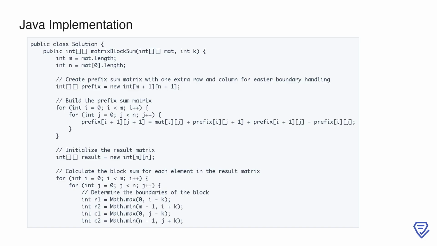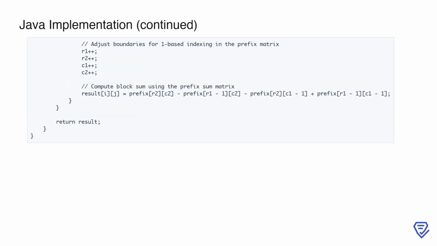The final part of this slide sets up the loop to calculate the block sum for each element in the result matrix. For every cell in the result matrix, we determine the bounds of the block by using the parameter k. We calculate the row and column indices that define the top left and bottom right corners of the block, ensuring they stay within valid matrix boundaries using math.max and math.min. Now, since the prefix matrix uses 1-based indexing while the original matrix uses 0-based indexing, we adjust the block boundaries by incrementing each of them by 1. These adjusted indices are then used to compute the sum of the desired block using the prefix sum matrix.